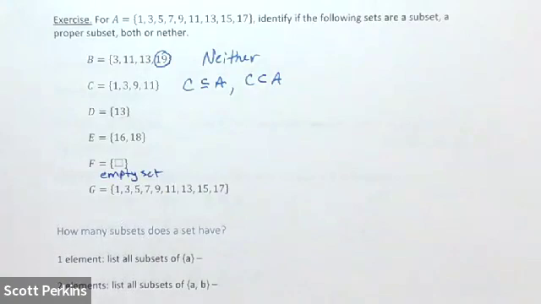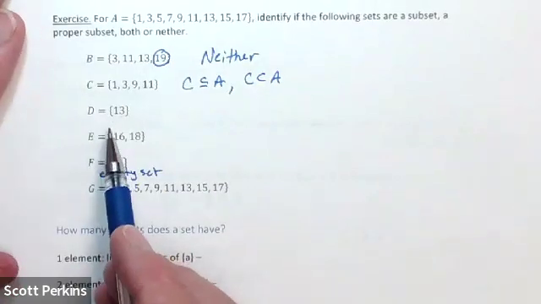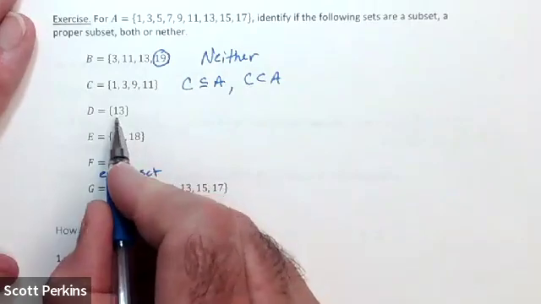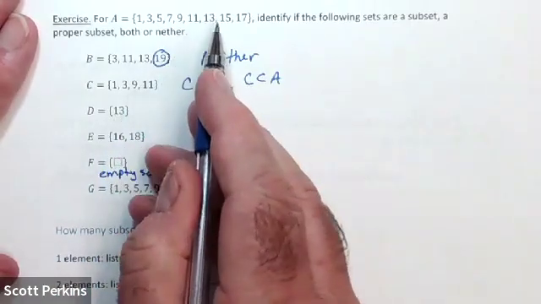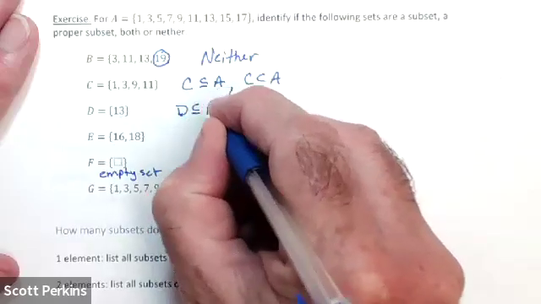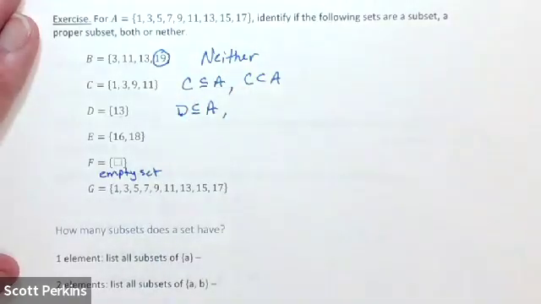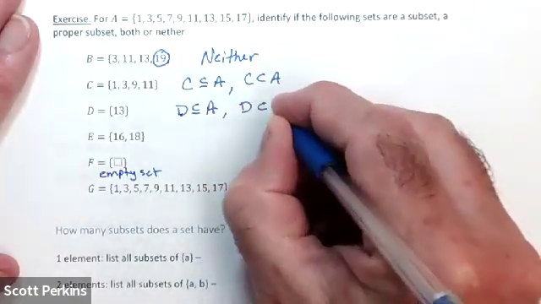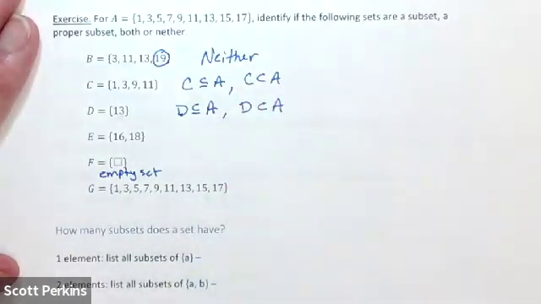Okay, great. D is just the set with 13 in it. What's the answer there? Again, both. It's a subset because 13 is in set A. I can clearly see it right there. Okay, so D is a subset of A, and then D does not contain every element from A. So D is also a proper subset of A. Fantastic. Great job. I'm just going to keep rolling forward.